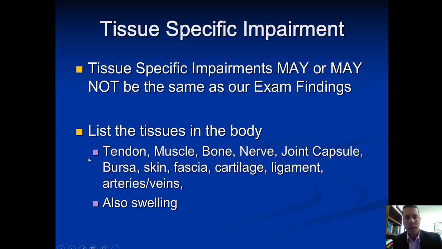But what you want to think about is what are all the tissues in the body? And what can go wrong with those tissues? And that's basically what gives you your tissue-specific impairment. Everything we do with our physical exam is all about finding the tissue-specific impairments, and then we're going to treat those tissue-specific impairments.